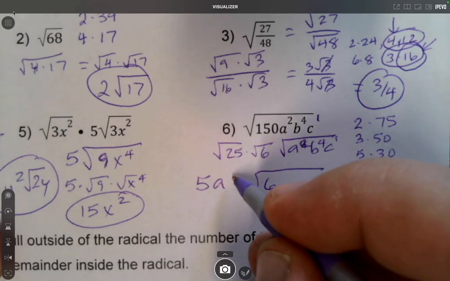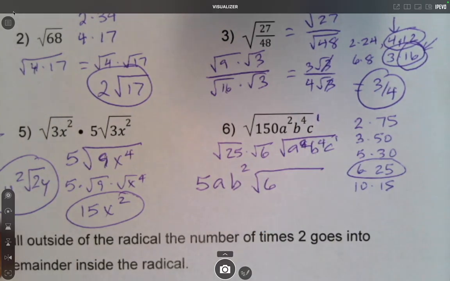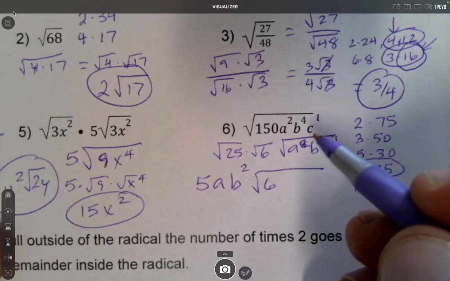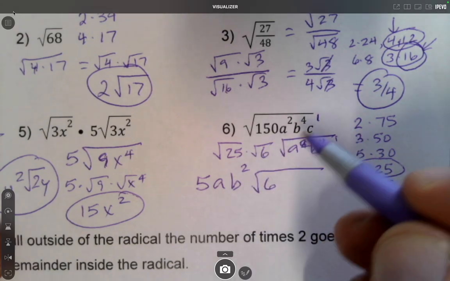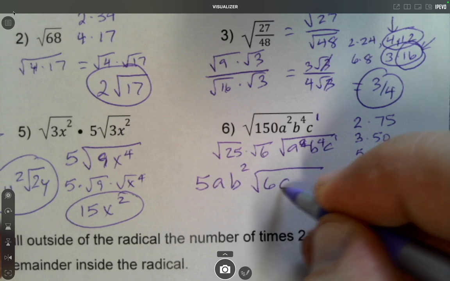2 goes into 4 2 times, so we can bring out b squared. And there's no remainder, so there's no b left inside. But we can't put 2 into 1, so that means no c's come out. So there's a remainder of 1, and it stays inside.